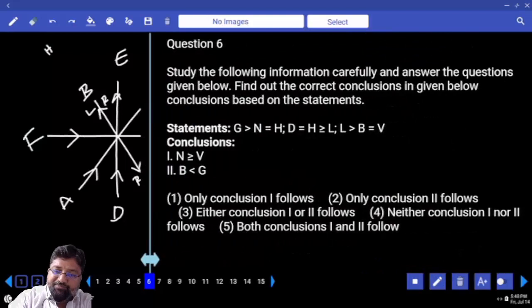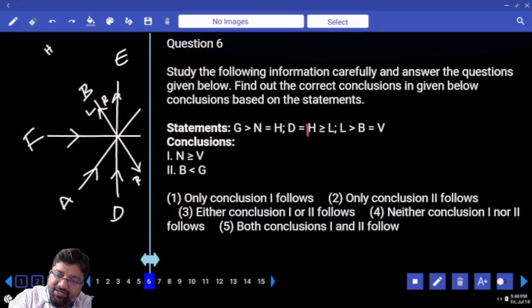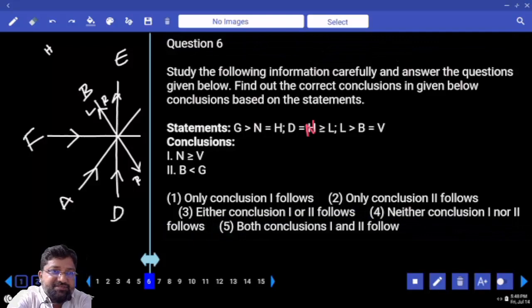Look at this question. This question is clearly based on coded inequalities. N greater than or equals to V. N greater than or equals to V. I'll do one thing. In the place of H, I'll substitute N. Did I commit any mistake? So directly from N to V, what is the relation? N greater than V. What is giving us N greater than or equals to V?